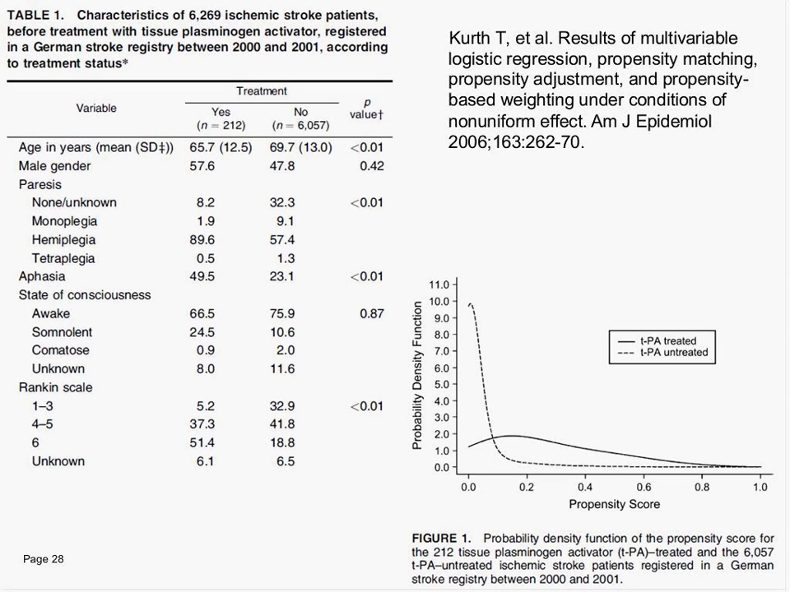I want to go on to another example, and this is an example that helps illustrate the value of stratification on the propensity score. This is a study done by Tobias Kurth and colleagues, looking at receipt of TPA, tissue plasminogen activator, a thrombolytic drug, for the treatment of stroke. This was done within a stroke registry in Germany, and he identified over 6,000 people in the stroke registry, 212 of whom received thrombolytic therapy, the TPA. So this small subset received TPA.